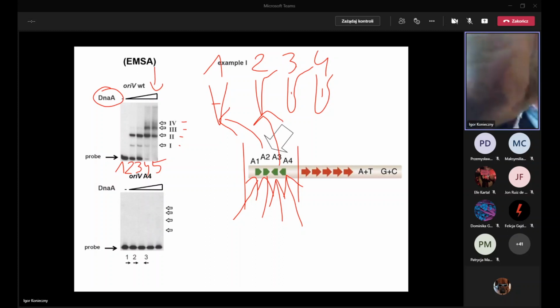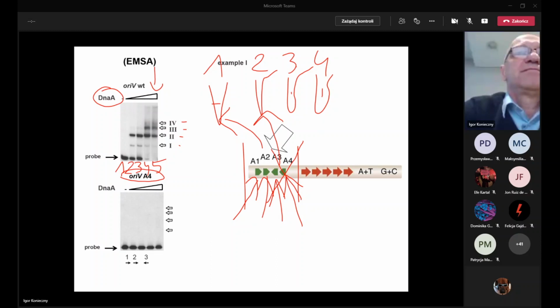And now we have ORIT-A4. So you see that just the number 4 is deleted. There is no number 4 DNA box, and we don't see any retardation. So what does that mean? Well, it means that the A4 box is the most critical for the interactions with other boxes, and there is no interaction present when the box number 4 is deleted.